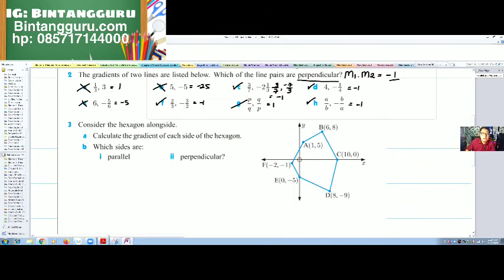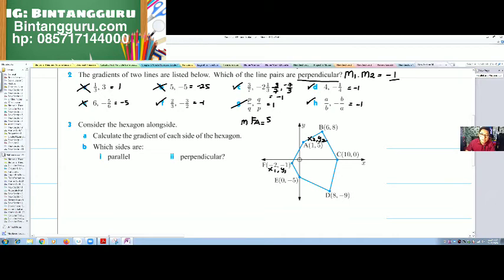And number 3. We have to find the gradient of each side of the hexagon. Basically, we have to find each side one by one. So this is M FA, which is equal to, this is x1, this is y1, this is x2, this is y2, right?